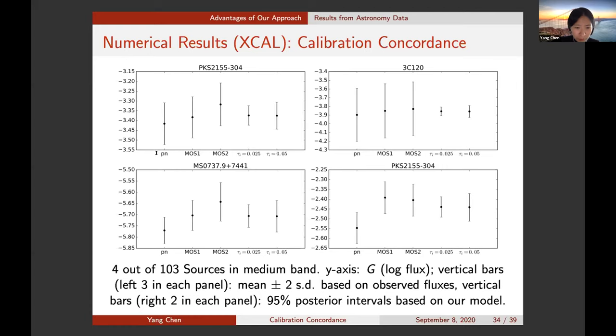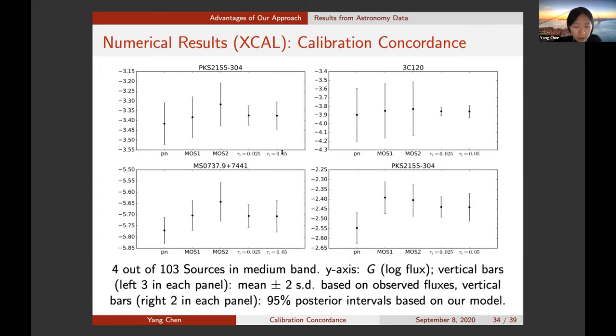Without working on our model, that is, if we just do each instrument separately, for the first source, the three different instruments give similar results. However, for this last source, the three different instruments, PN, MOS1, and MOS2, give very different results, and the error bars do not even overlap.